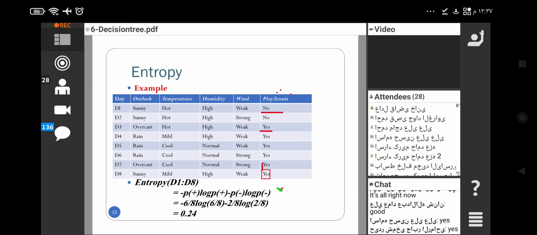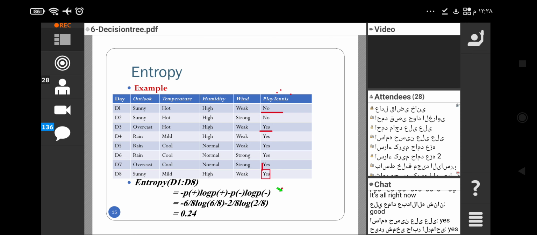Okay, it's 6 divided by 8 because we have 8 data, and in this 8 data 6 of them are yes. So the probability of yes is 6 divided by 8 logarithm 6 divided by 8. And then the probability of negative is 2 divided by 8, the no class. Okay. So entropy for this data is 0.24.